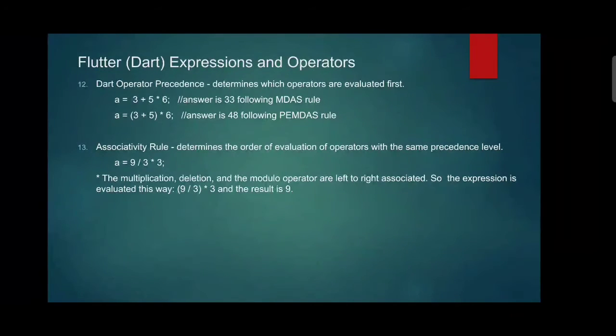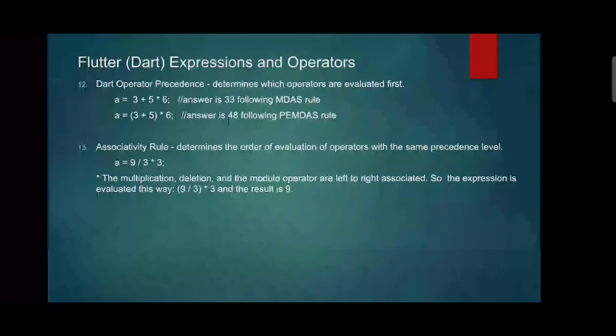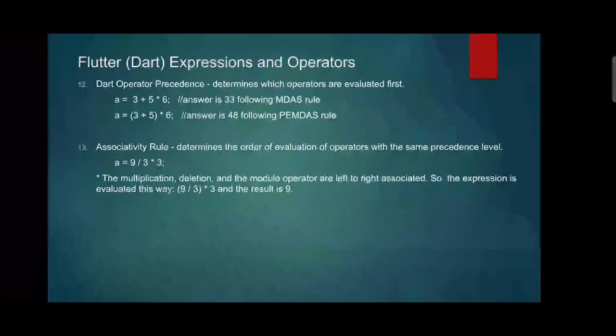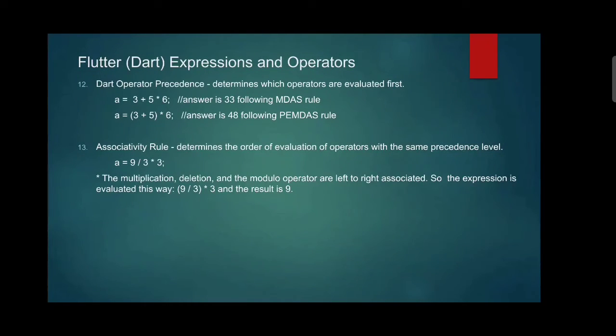Dart operator precedence, which determines which operators are evaluated first. So we have here a equals 3 plus 5 times 6. The answer will be the following. The first one, we use the MDAS rule. So we multiply the 5 and 6 first, then the addition. MDAS: multiplication, division, addition, and subtraction. So we use the multiplication first before the addition.